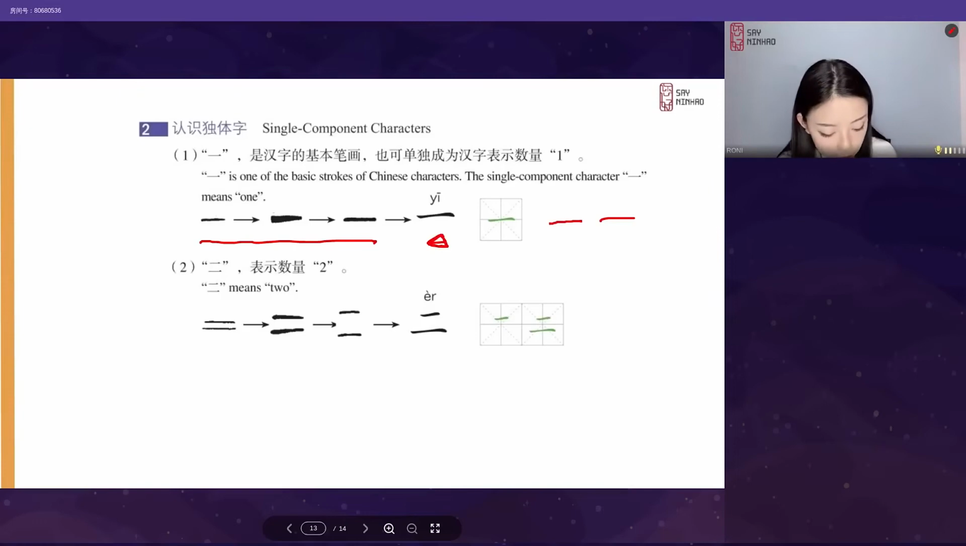Next single component character is 二, which means 2. We can see how to write it. First, a shorter horizontal and then a longer one down. So it is written in this direction. As we can see, the rule of writing Chinese is from left to right, from top to bottom. Left to right, top to bottom. This is the direction. Now let's see the next one.